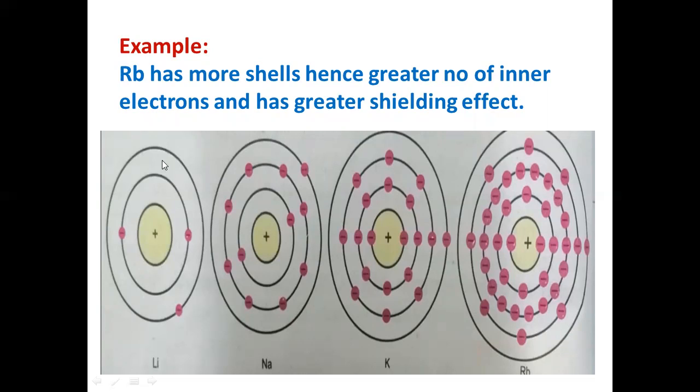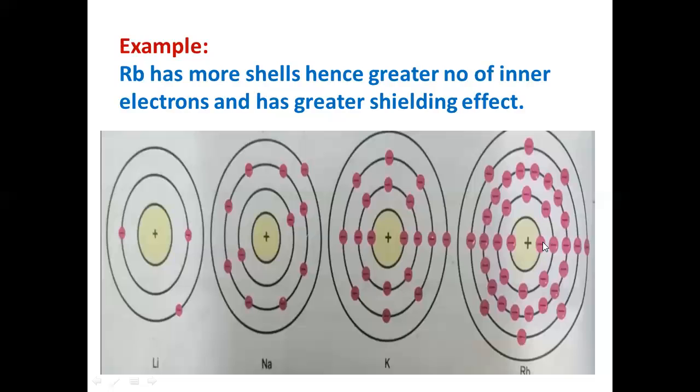Now the number of electrons in the inner shell. This is the outermost shell, and the shells which are closer to the nucleus are called inner shells. In case of lithium, only one inner shell is present. In case of sodium, 2 inner shells are present. In case of potassium, 3 inner shells are present. In case of rubidium, 4 inner shells are present.